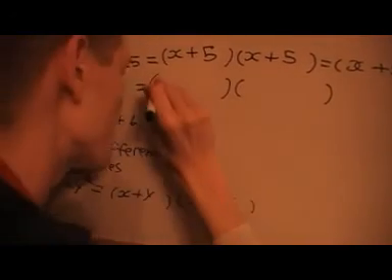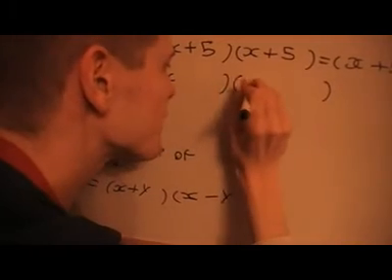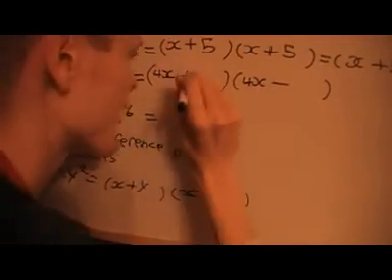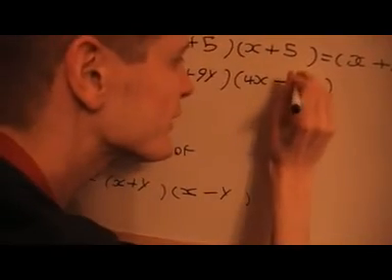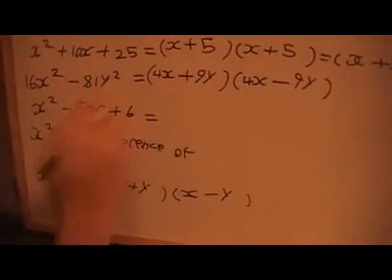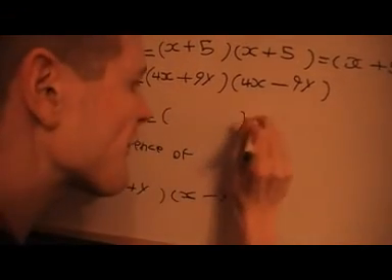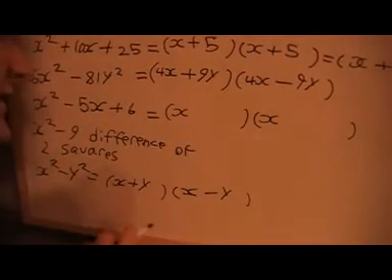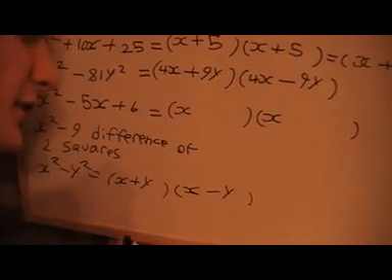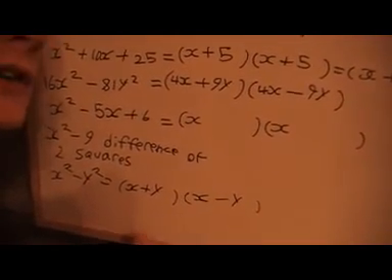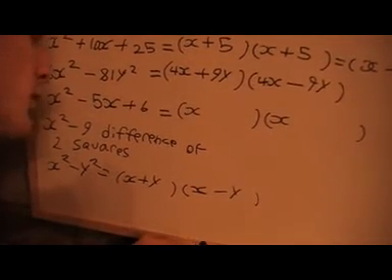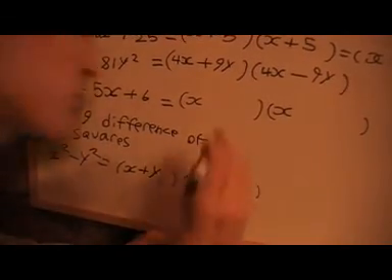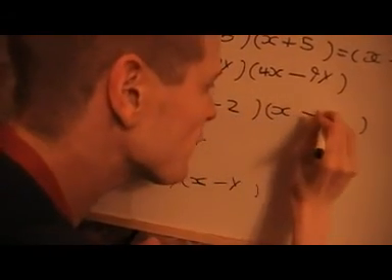So I'm going to write this as 4x, 4x. I'm going to put a plus in the first one, a minus in the second one. I'm going to put 9y, minus 9y. And there we go. And the last one here, I need two numbers that multiply to make 6 and add to make -5. Now if I do -2 and -3, those will make -5, but also if you multiply two negative numbers, those will make a positive, so I can use -2 and -3.